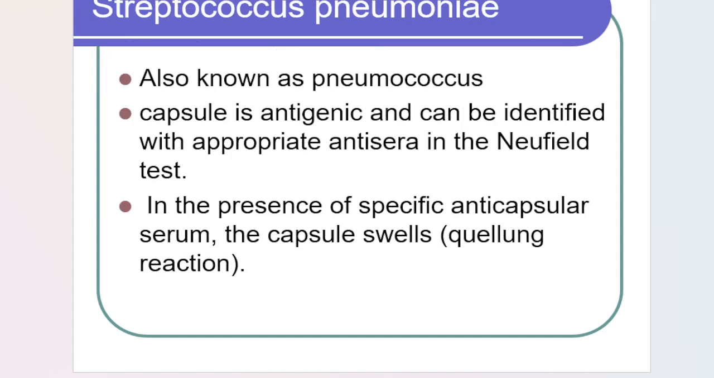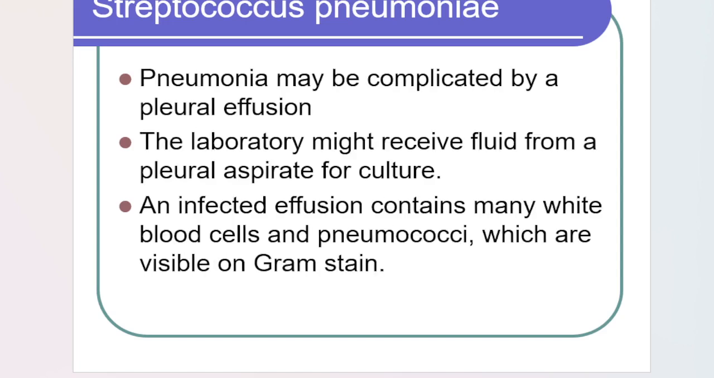Okay, si Streptococcus pneumoniae, other name, pneumococcus. It can be identified with appropriate anti-sera sa Neufeld test. So, yan yung sa Quellung reaction, yung sa swelling ng capsule. You can still remember. Neufeld test. Okay, Quellung reaction. So, in the presence of specific anticapsular serum, the capsule swells, known as the Quellung reaction.